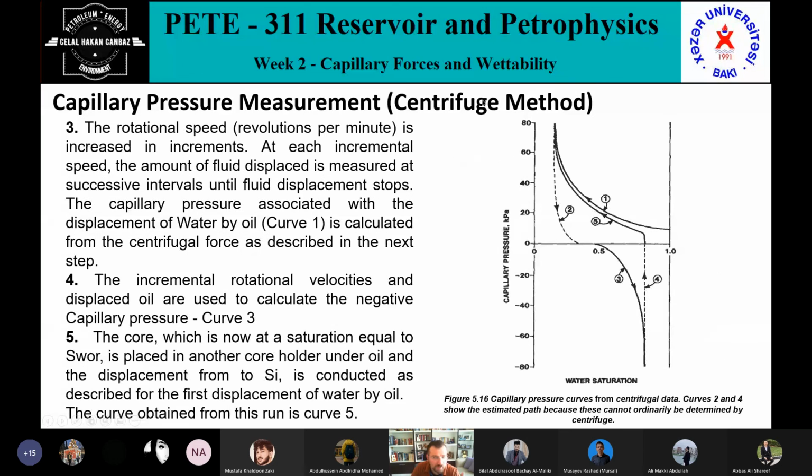Later on, the rotational speed, which is revolutions per minute, is increased in increments. At each incremental speed, the amount of fluid displaced is measured at successive intervals until fluid displacement stops. The capillary pressure associated with the displacement of water by oil, we call it curve 1, water by oil, is calculated from the centrifugal force as described in the next step.